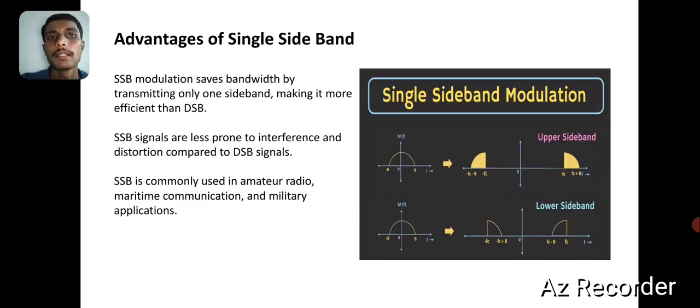Advantages of single sideband. SSB modulation saves bandwidth by transmitting only one sideband, making it more efficient than DSB. SSB signals are less prone to interference and distortion compared to DSB signals. SSB is commonly used in amateur radio, maritime communication and military applications.